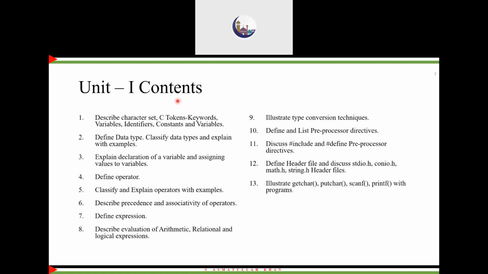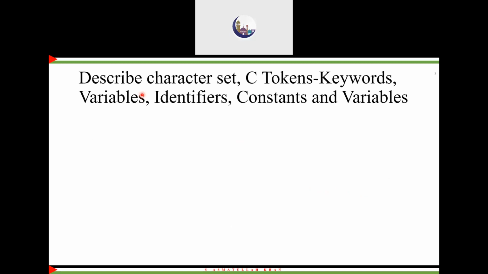I'm sorry, here I had to keep a second unit, but by mistake, due to copy paste, it became first unit. Please excuse me about that.